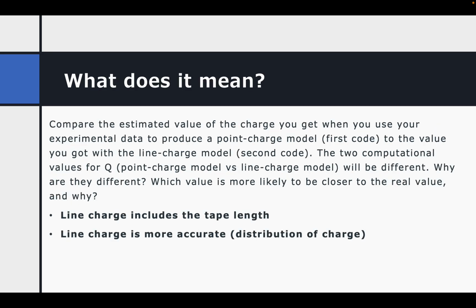And the last question was, why were the computational values for Q different when we did a point charge model versus a line charge model? The line charge model accounts for the tape length and is therefore more accurate because there is a reduction of magnitude, meaning that the charge is distributed over a line and is further away from the point charge.